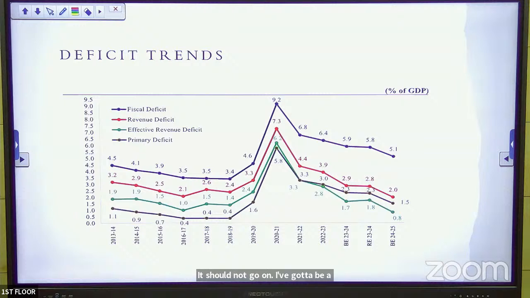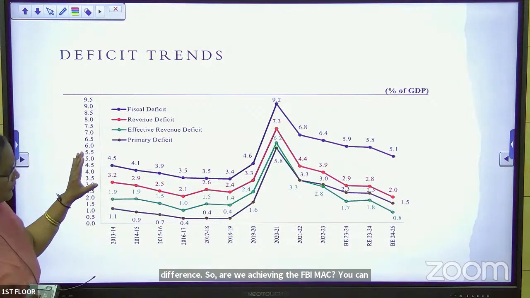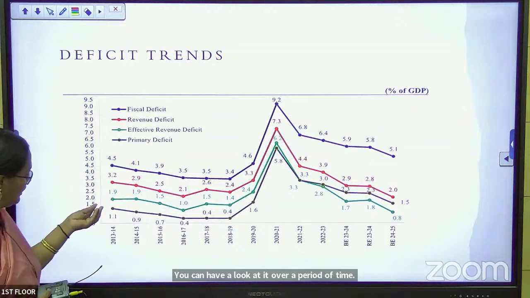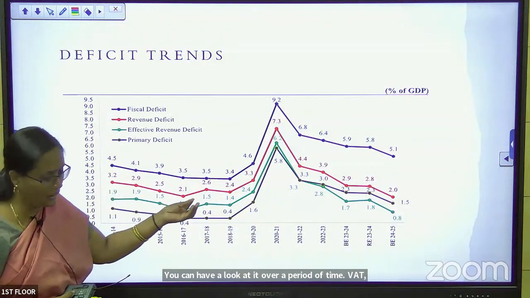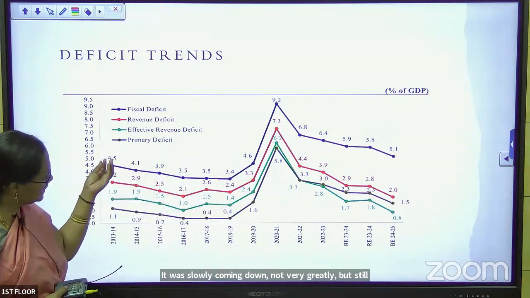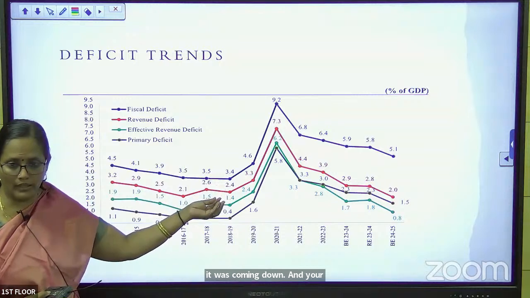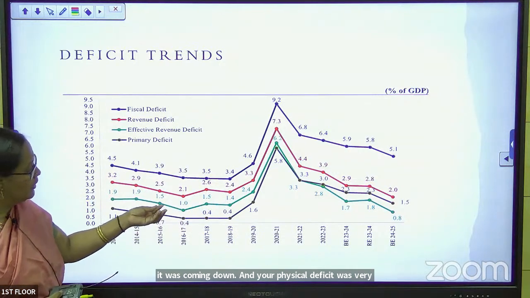So, are we achieving the FRBM Act? You can have a look at it over a period of time. We were moving towards the achievement, because the revenue deficit, where is the revenue deficit? The red color line, right? It was slowly coming down, not very greatly, but still coming down. And your fiscal deficit was very much coming under control, around 3.4%. Up to that, we were able to achieve.